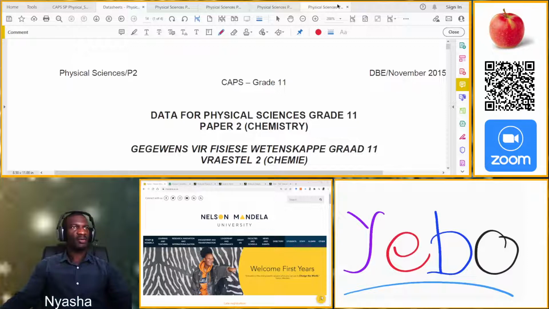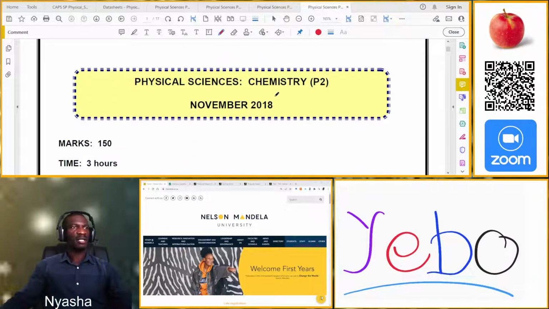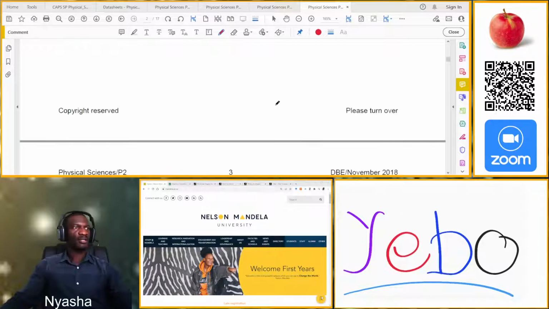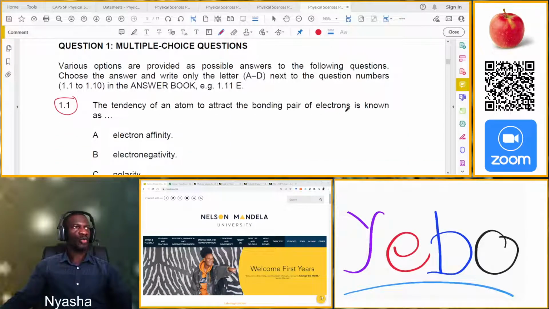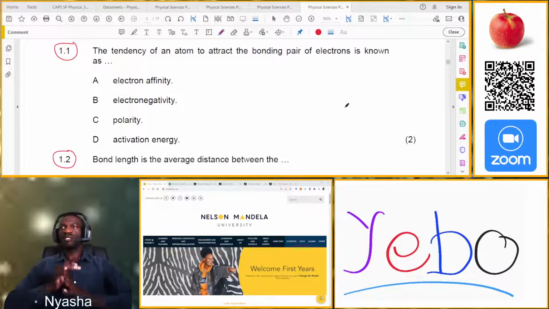The first question will come from the 2018 paper, and what I've just done is select the questions so that we focus on questions that are relevant to the topic. The instructions are there as usual, and then you've got these multiple choice questions. Our first question reads as follows, 1.1. The tendency of an atom to attract the bonding pair of electrons is known as what?